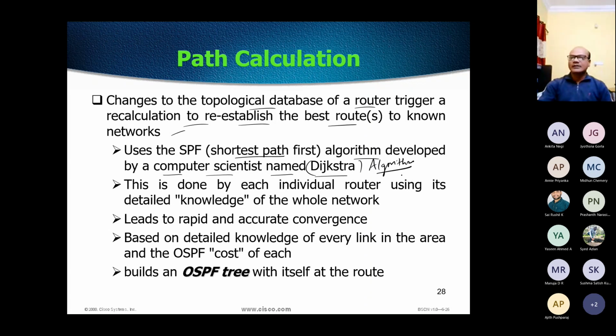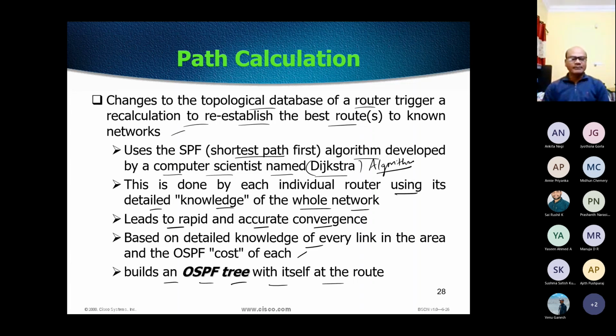So this is the algorithm that will calculate the best route. This is done by individual routers, using knowledge of the whole network. The router must know the entire network, so automatically it will calculate with this algorithm. This leads to rapid and accurate convergence based on detailed knowledge of the links and cost. So it builds an OSPF tree on itself at the router. It will prepare the entire topology table by itself.